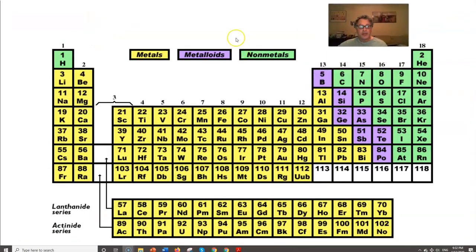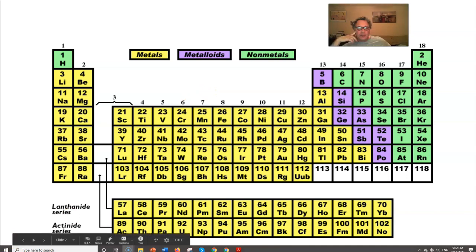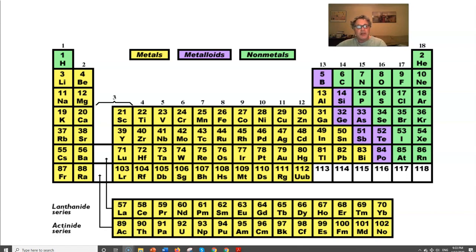Here is the periodic table of the elements, and it's color-coded. All the yellow elements are metals, right? All the green elements are nonmetals. We learned at the beginning of the bonding unit about ionic bonding between a metal and a nonmetal, right? Loss of electrons, positive ions called cations, gain of electrons, negative ions called anions.